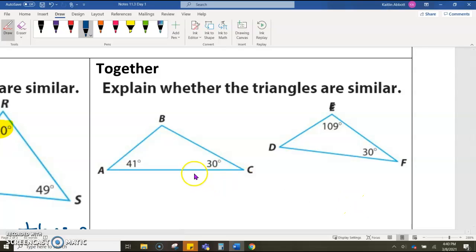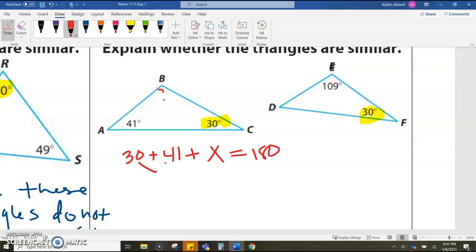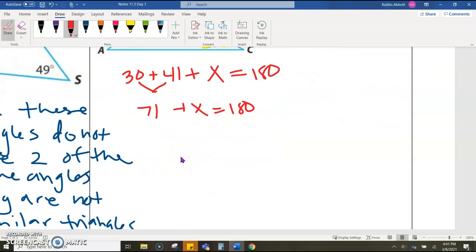Okay, let's do one more. Let's see what these ones do. So they both share 30, I see. And now we have 41 and 109. So I'm going to do this one. Let's make an equation out of this. So we're going to do 30 plus 41 plus our mystery number, because we don't know what this is, equals 180. So combine these two, get 71 plus x equals 180. Now, hopefully, we get 109, and then these triangles will be similar.